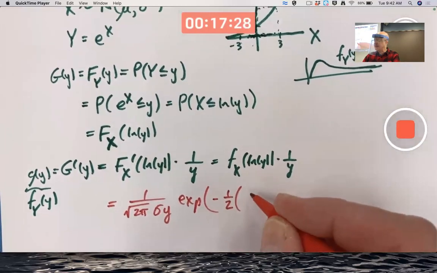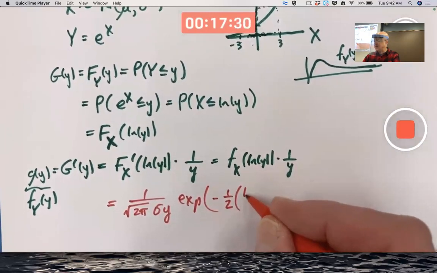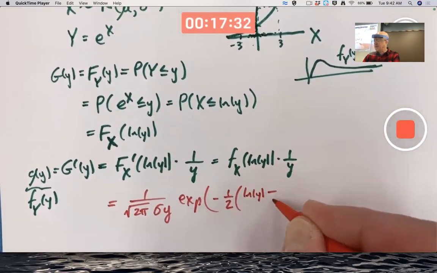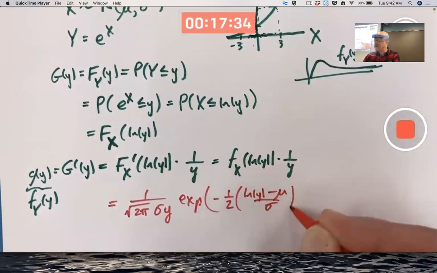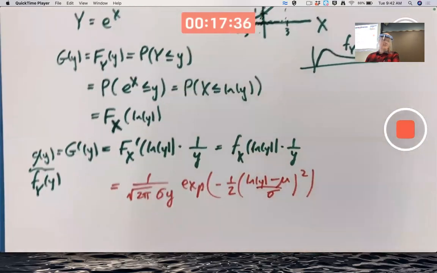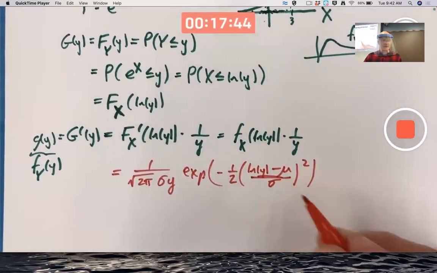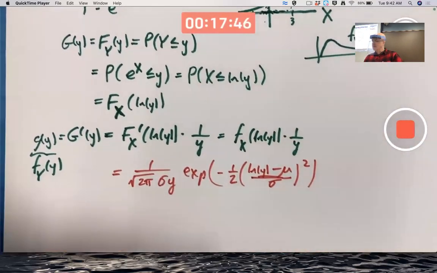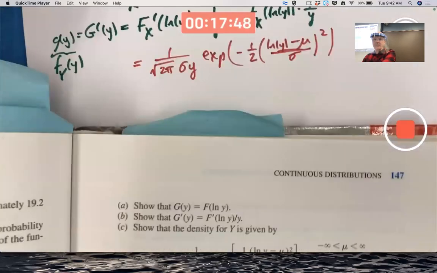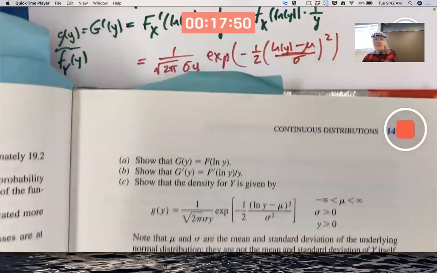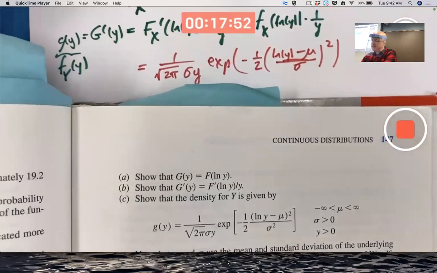I get 1/2, and then x gets replaced by natural log of y, subtract mu, divide by sigma, and square this thing. And that is the formula in the book when you square the fraction, by squaring the top and the bottom. You essentially have a match.